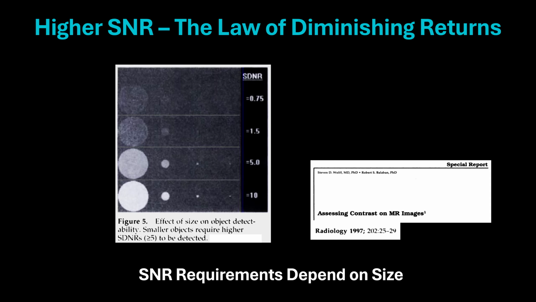Second, SNR requirements depend on size. Large objects are easy to detect because we average over many pixels. Tiny objects don't get that benefit.